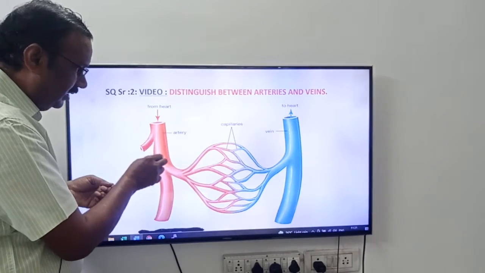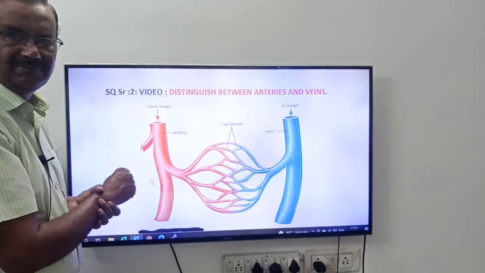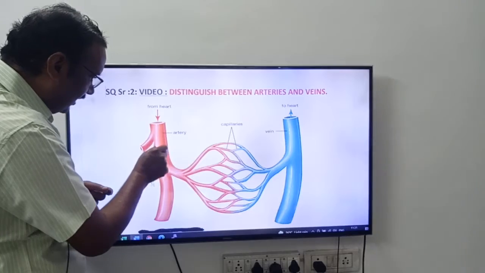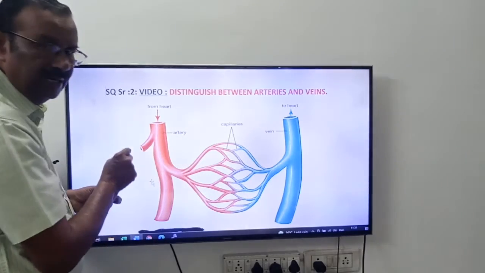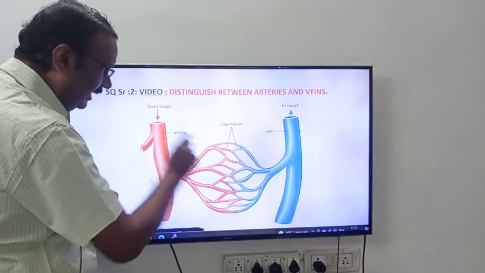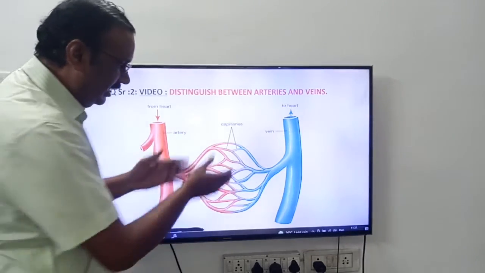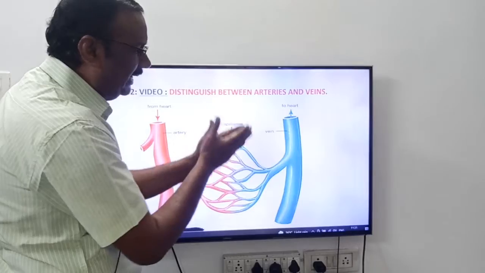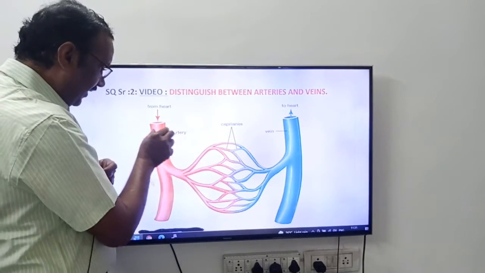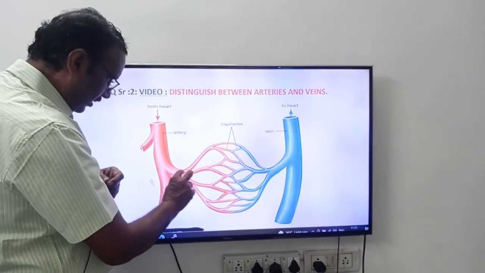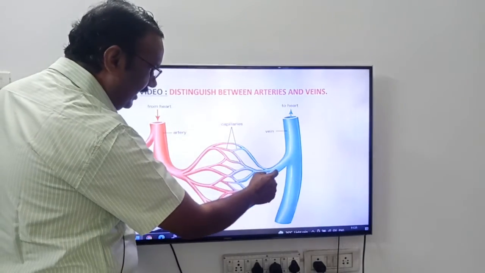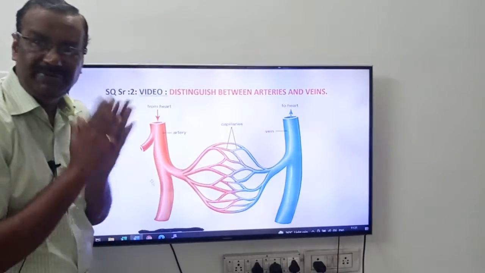So arteries progressively decrease in size. Here the size of the artery is very large, and it gradually decreases. Veins are gradually uniting and increasing in size or diameter. Arteries, arterioles, capillaries, capillaries, venules, veins. You have to remember it.